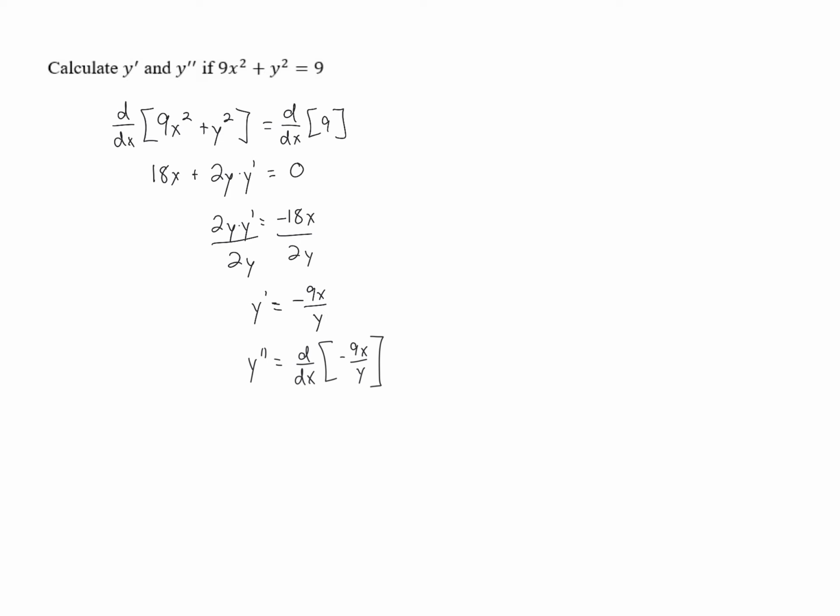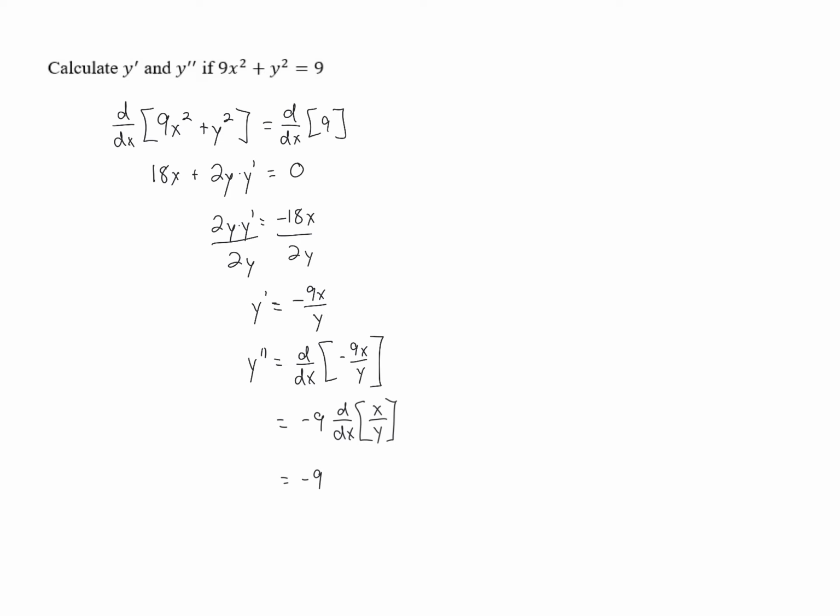Now, we're going to have to use the quotient rule here because we've got a quotient. And we're also going to have to use the chain rule when we're differentiating y, because y is a function of x. To make things a little bit easier, I'm going to pull out the negative 9. There's no need in actually including that in any of the quotient rule calculations. So this is negative 9 times the derivative with respect to x of x over y.